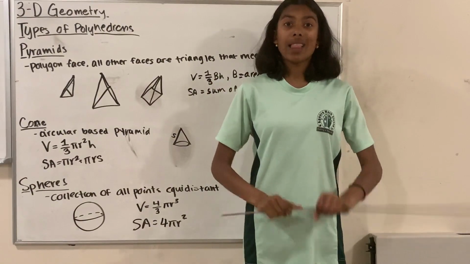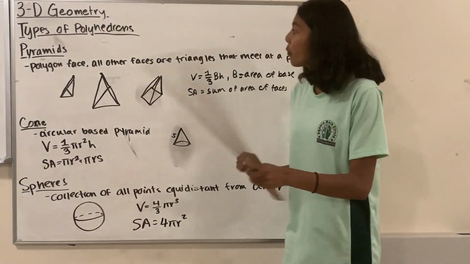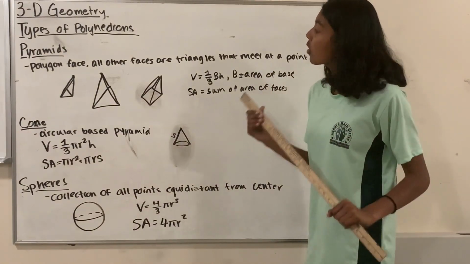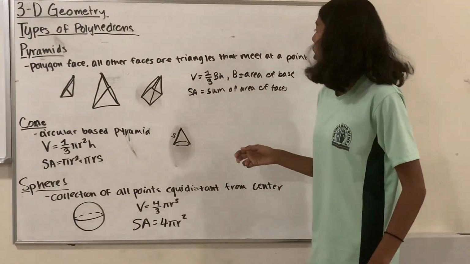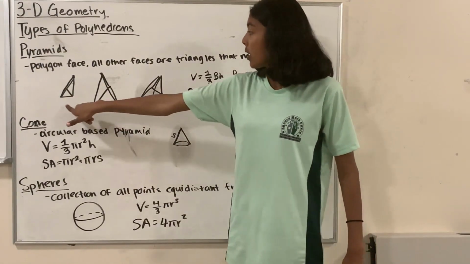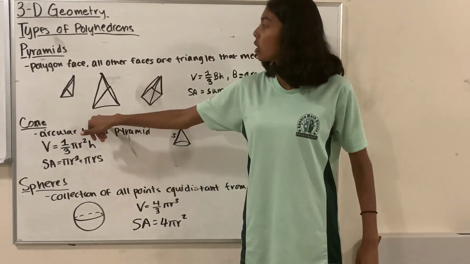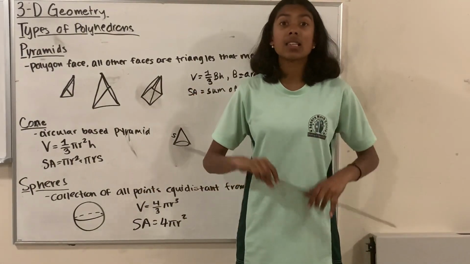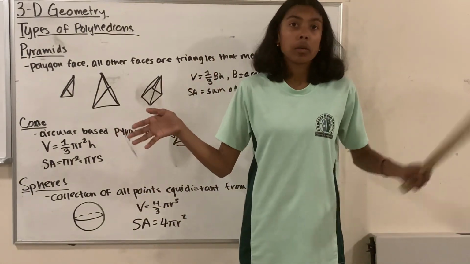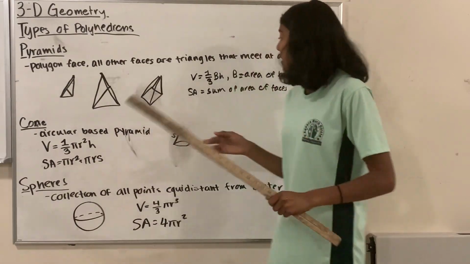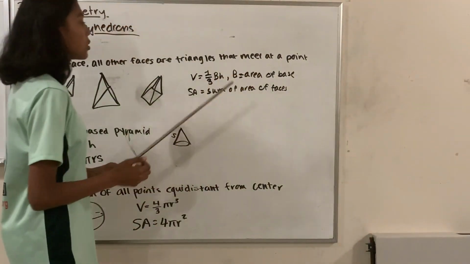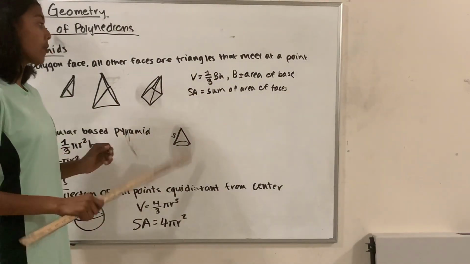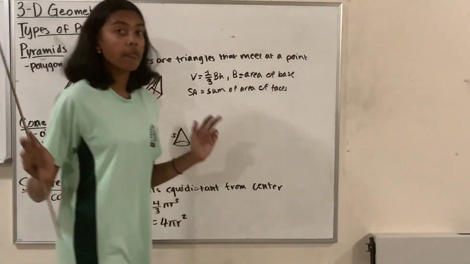And now for our last polyhedrons. We start off with the pyramid, which has a polygon face, while all the other faces are triangles that meet at a common point. I tried to draw, these are two triangular pyramids, and this is a square pyramid. You might remember pyramids from the pyramids of Giza. That's a good example of pyramids. And basically, in a pyramid, the volume is 1/3 base times height, where base is the area of base, and the surface area is the sum of the area of all the faces.